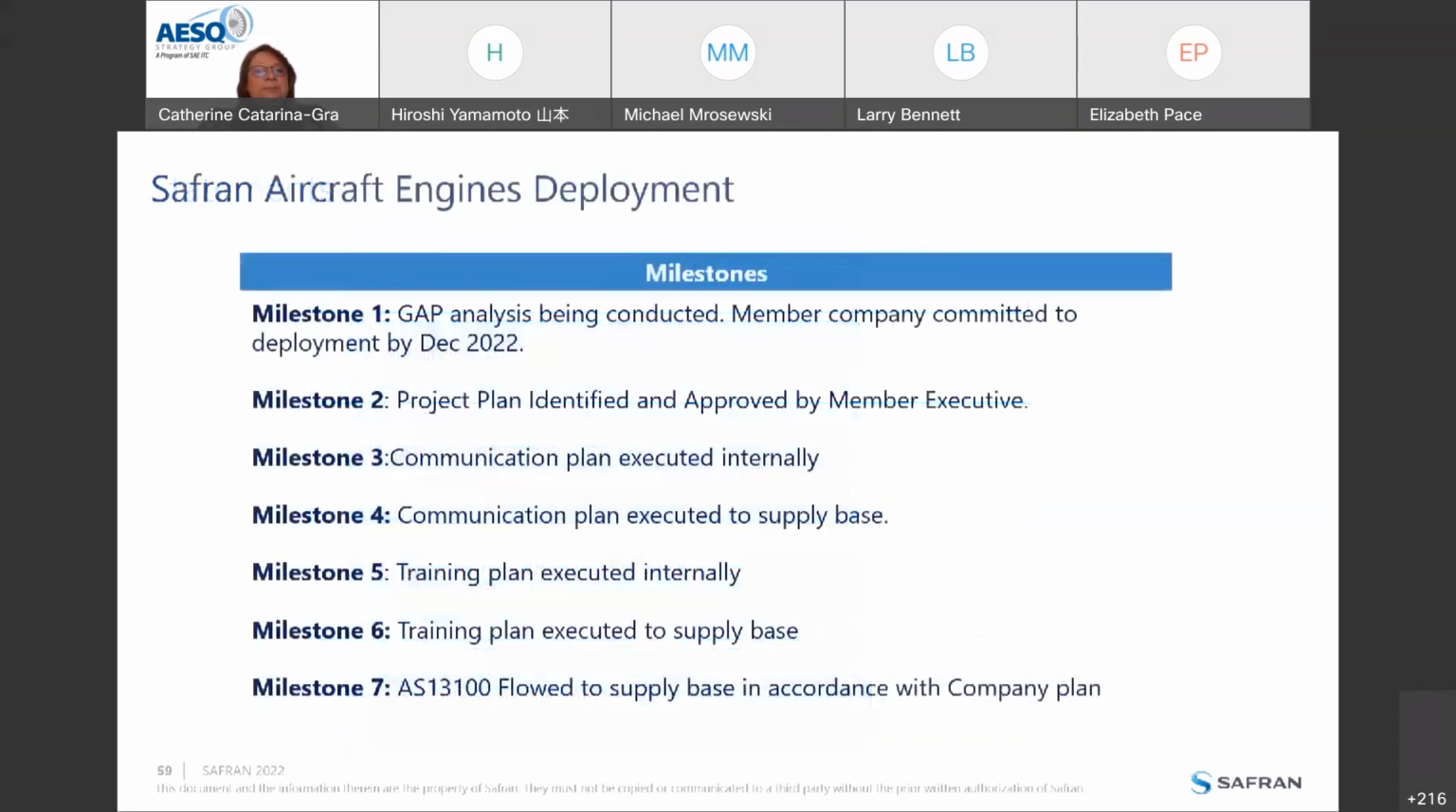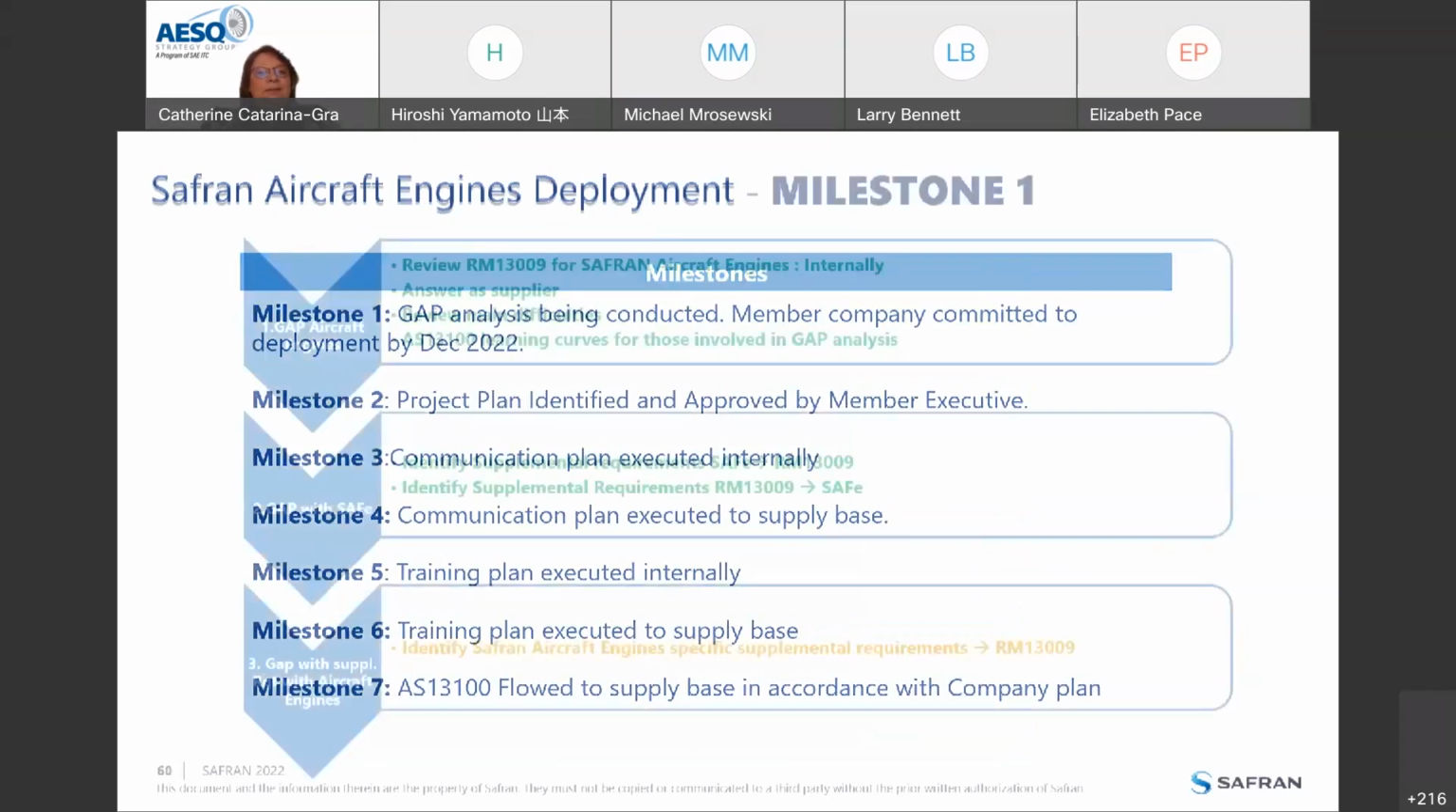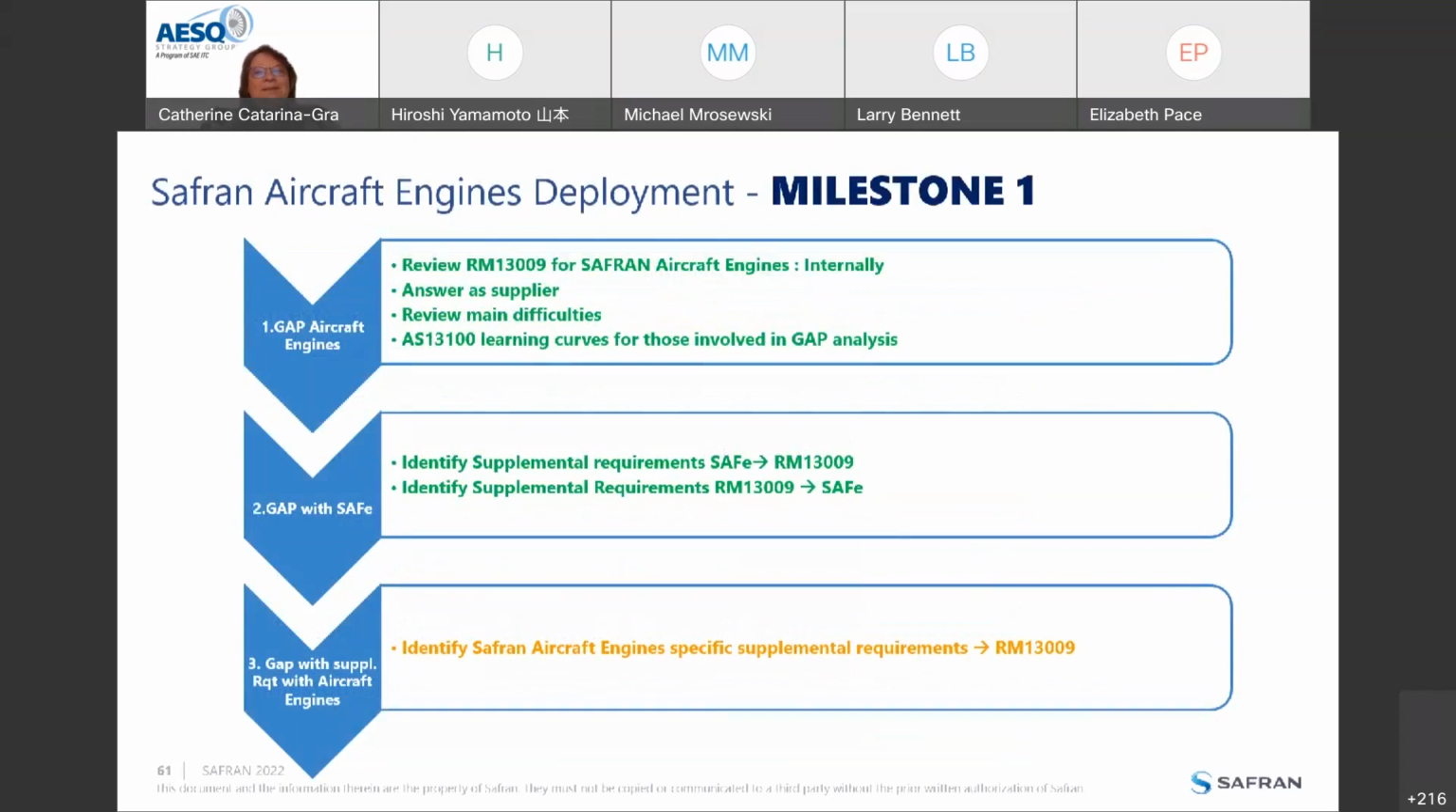Next, please. Once again, these are the milestones we have been looking for. These are the same milestones presented by Liz and other presenters beforehand. 7 milestones. Next, please. This is where I crossed my fingers. Last time, everything was mixed up, so very nice. Glad to see that. So milestone 1.